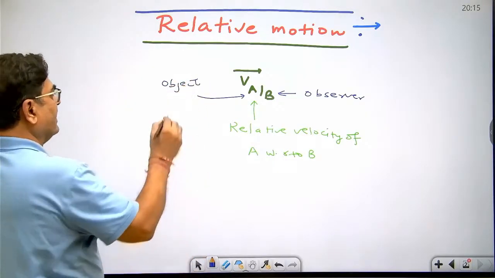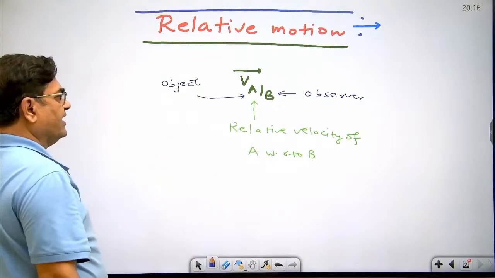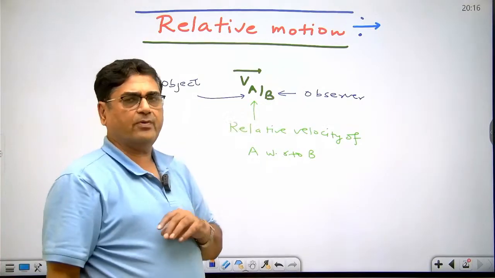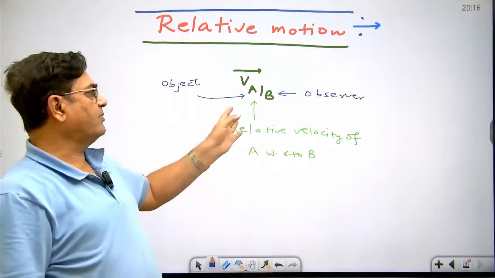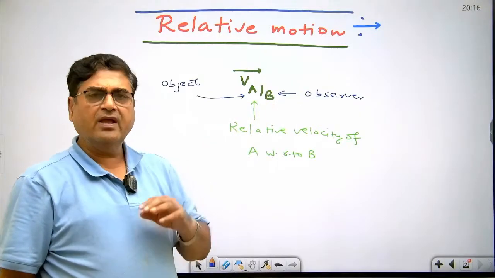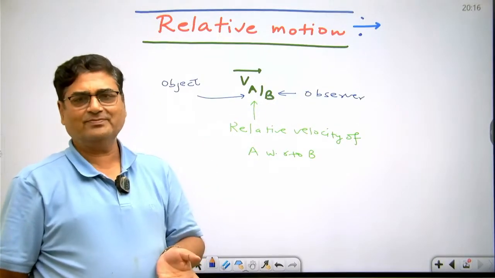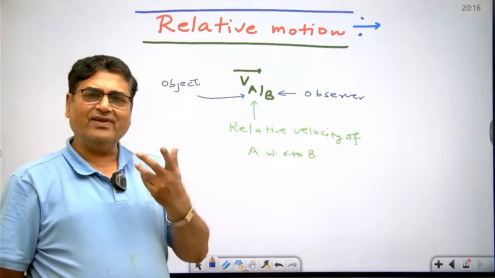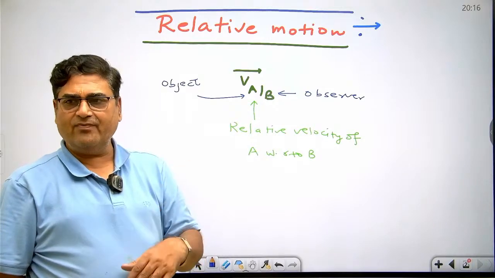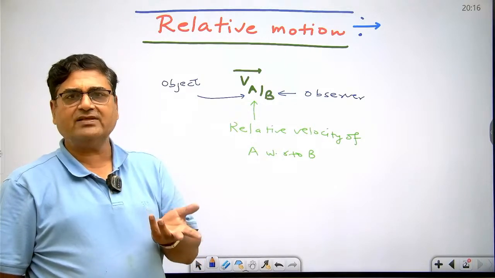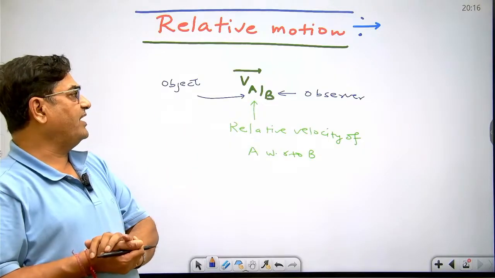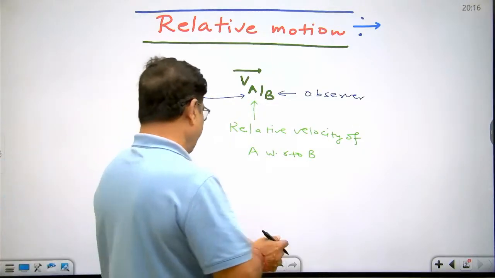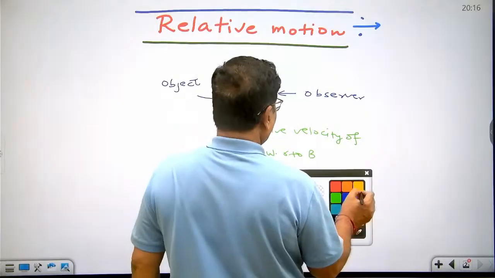When we study relative motion, we study object motion in the frame of observer. In the frame of observer, the observer always remains at rest. Okay. So, dear student, when we write VAB, this is velocity of A with respect to B, means what?